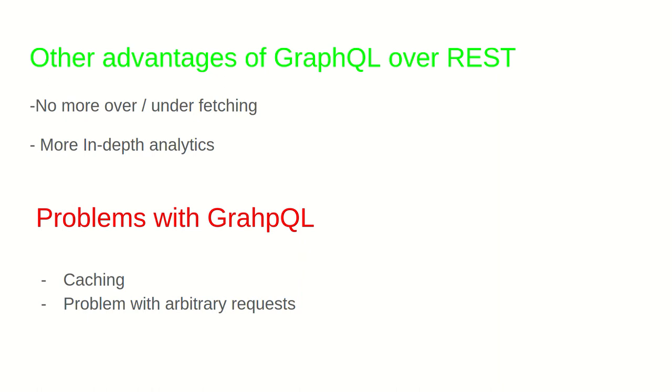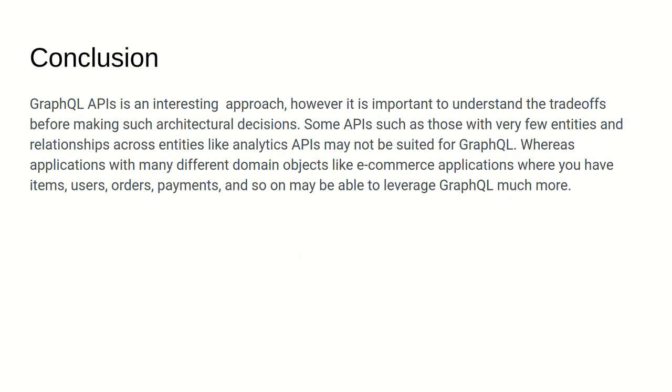So which of these is best for my application, the GraphQL or the REST approach? What I would say is that GraphQL APIs is an interesting approach. However, it is important to understand the trade-offs before making such architectural decisions. Some APIs, such as those with few entities and relationships across entities, like an analytics API, may not be suited for GraphQL. Whereas applications with many different domains, like e-commerce applications, where you have items, users, orders, payments, tracking, and all of this, may be able to leverage GraphQL much more.